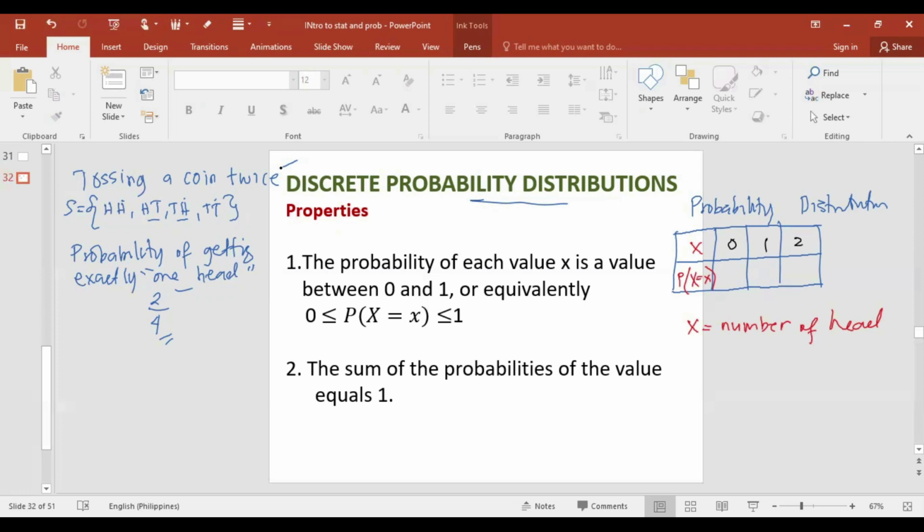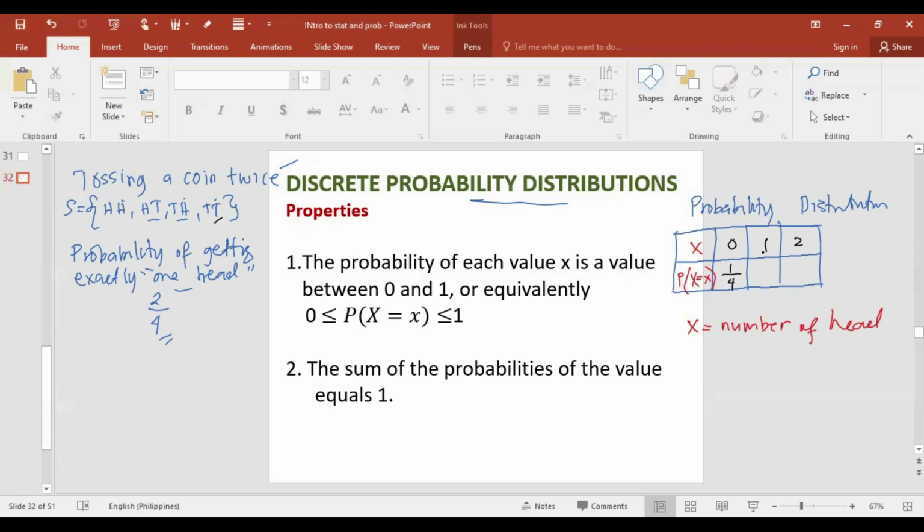Again, considering this experiment and these possible outcomes, let us complete this probability distribution. What is the probability of getting 0 heads? Out of these possible outcomes, how many have no head at all? There is 1. So we write here 1/4, because there are 4 possible outcomes.